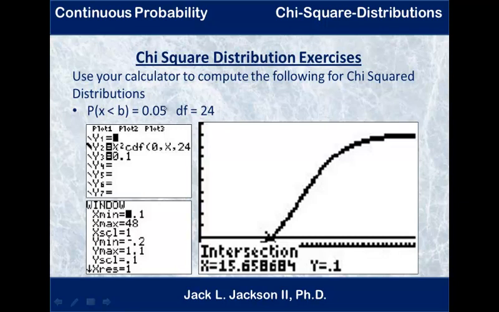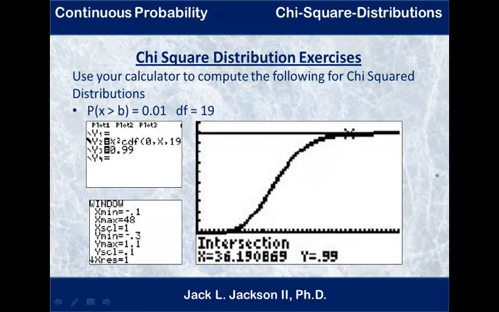And so with the number you see here, 15.658684, the probability to the left of that is 0.1. So I'll probably go back and change this to 0.1 on the slide in a little bit.